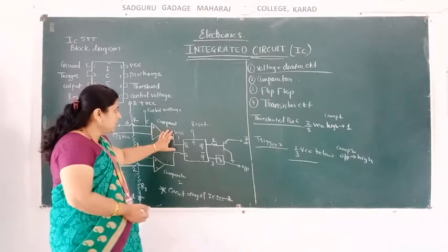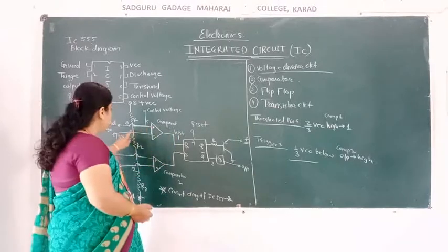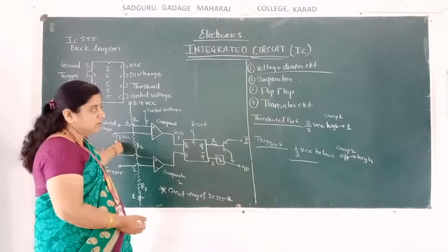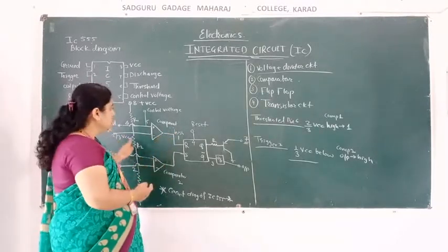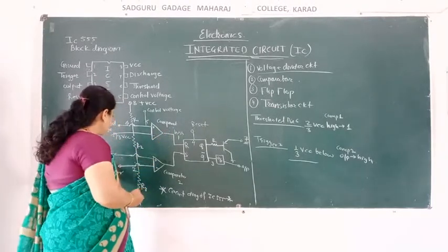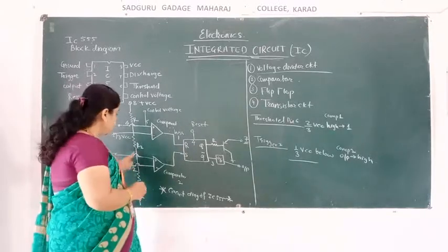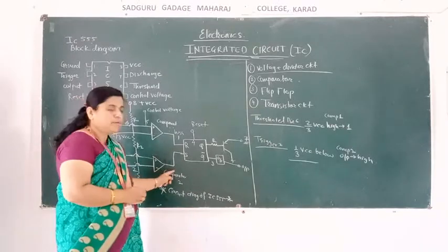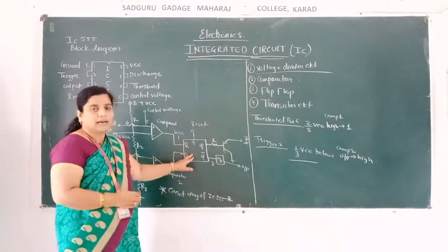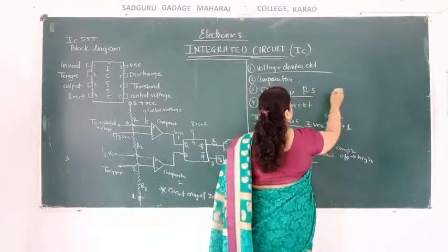When will it be high here? These two conditions will be high when, in the first comparator, when input is at 2/3 of VCC, then output of this comparator will be high. Okay, and this trigger will be below 1/3 of VCC. If it is below 1/3 of VCC, then the comparator will be high. Okay, and these two outputs are given to the RS flip-flop. Which flip-flop is used here? RS flip-flop.